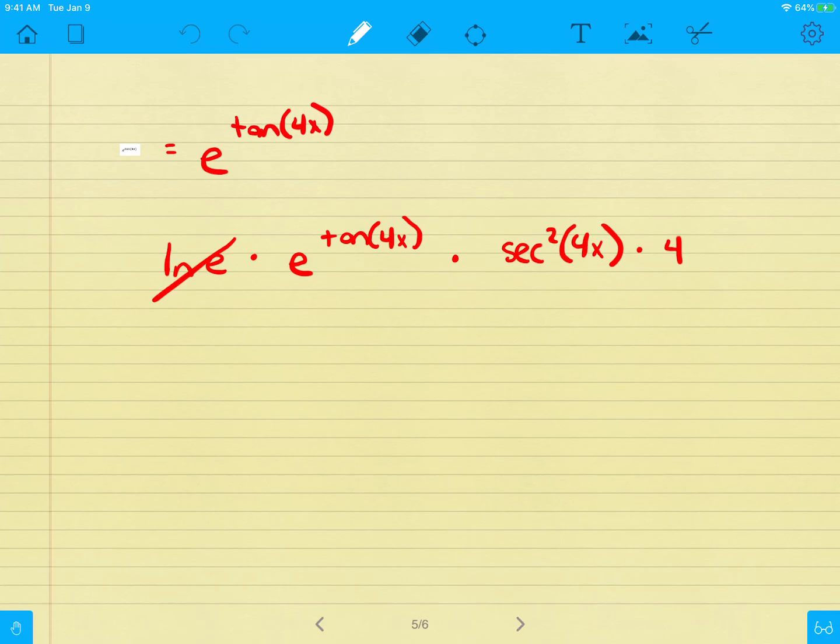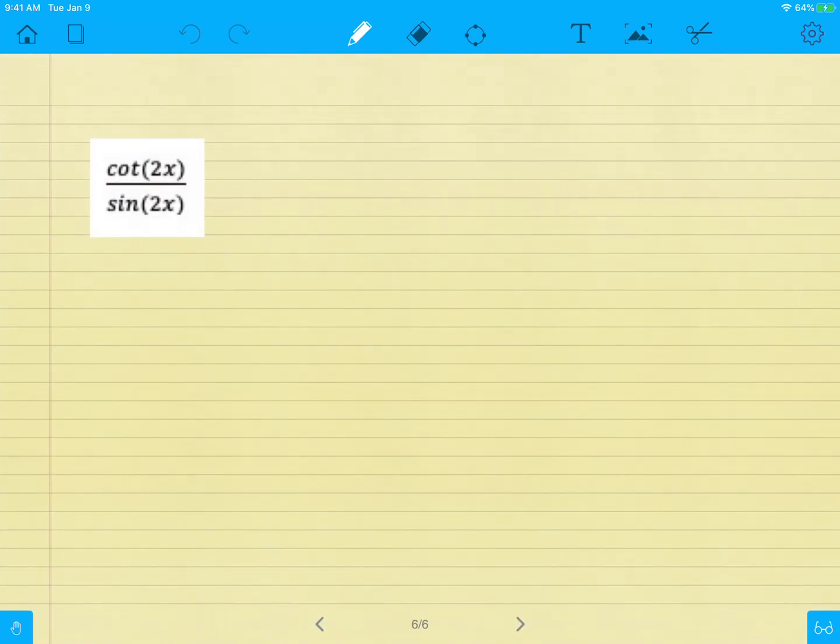All right, let's move on to our last problem of the day here. Last one, we have a quotient rule. So quotient rule is the derivative of the top times the bottom minus the derivative of the bottom times the top all over the bottom squared. So this one can get a little tricky here. So we're going to do the derivative of the top.